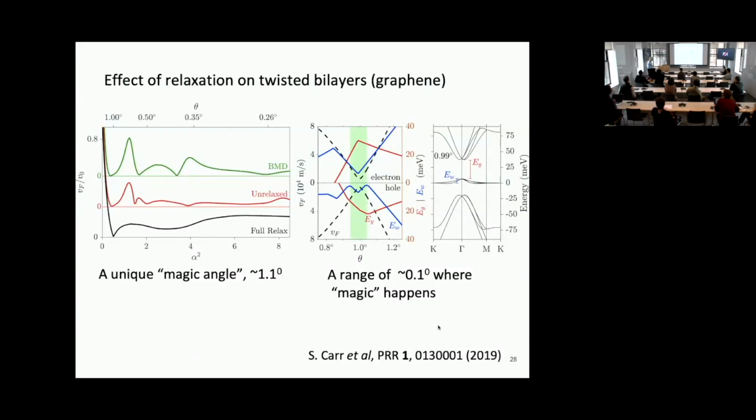This is what we get if we freeze the atoms and do not allow them to relax. We put one layer on top of the other with frozen atoms. That's what I call unrelaxed. And then we allow the atoms to relax, as I was describing, to find their optimal structure, which forms this nice pattern of triangles, domain walls, and the small AA regions. And that's what produces the bottom line.